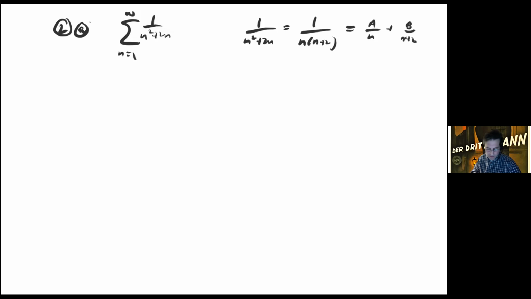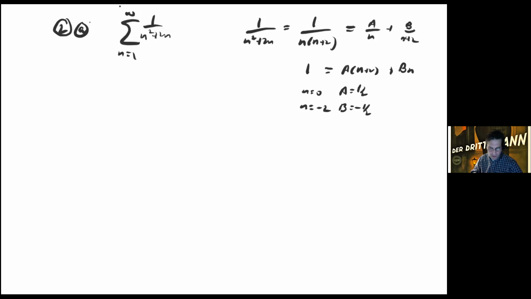Okay, so I'm going to break up this fraction into a sum of two fractions. So 1 is equal to A times n plus 2 plus B times n. So if we set n equal to 0, you're going to get A equals a half. And if you set n equal to minus 2, you're going to get B equals minus a half.